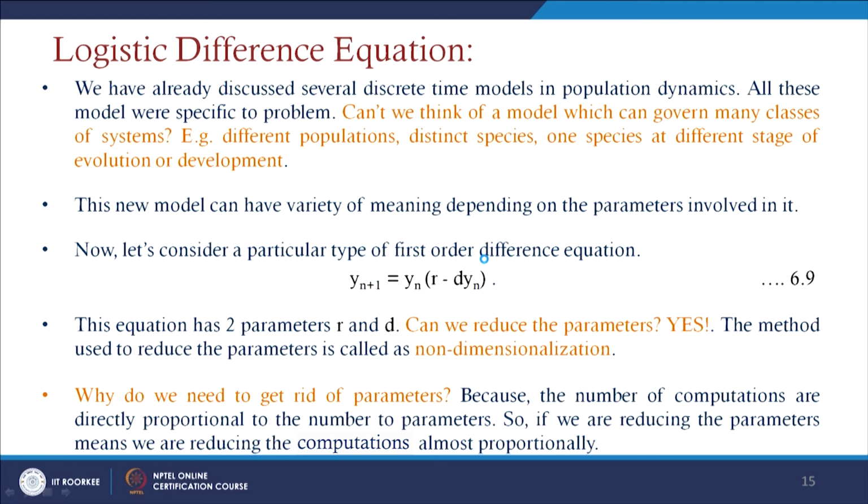Already we have discussed several discrete time models in population dynamics, and all these models were specific to a problem. We cannot think of a model which can govern many classes of systems, that is different populations, distinct species, or one species at different stages of evolution or development. This new model can have a variety of meanings depending on the parameters involved in it.